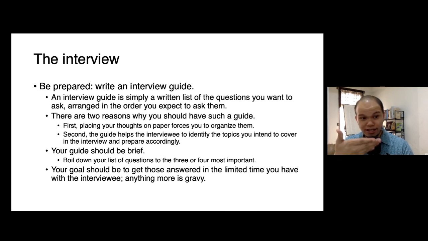You'll have difficulty reading through the text. So obviously, you can probably cheat your way around it with the one-page tip. Say, yeah, I'm just gonna make the font very small. But if you can't read your guide, it's a useless guide, right? And your goal should be to get those answered in the limited time that you have with the interviewee. Anything more is, as they say, gravy. It's a bonus.